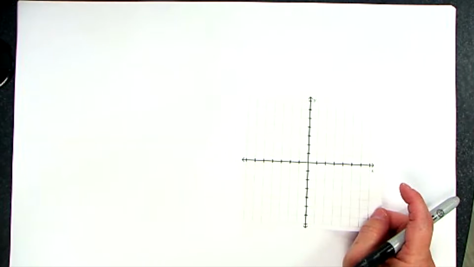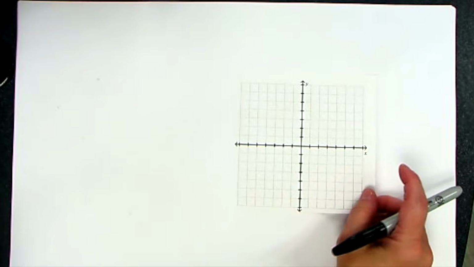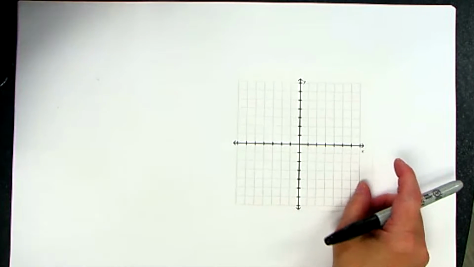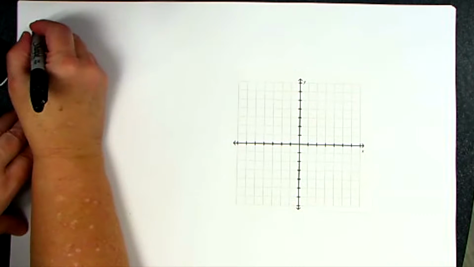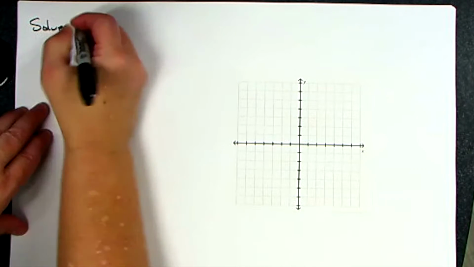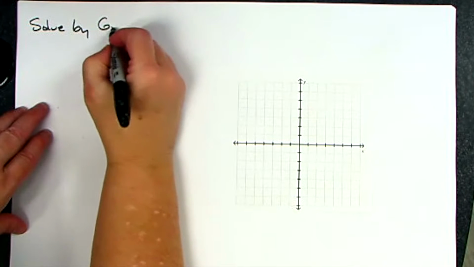All right, so I'm going to use a little bit of graph paper here. It looks like I'm going to have to darken the screen so you can see it. Okay, so the directions will specifically tell you to solve by graphing.